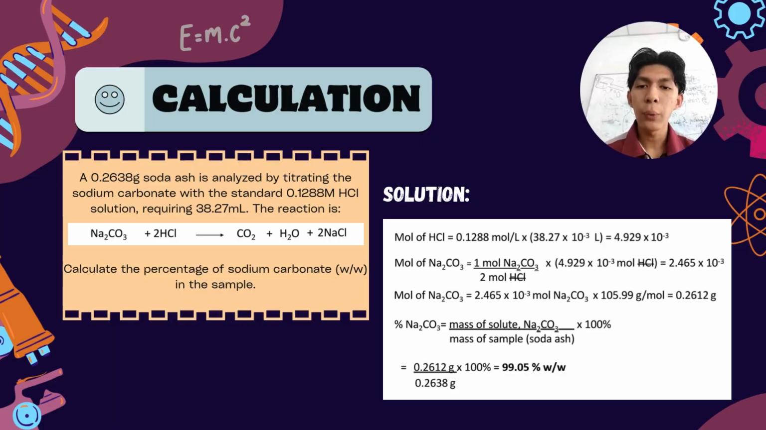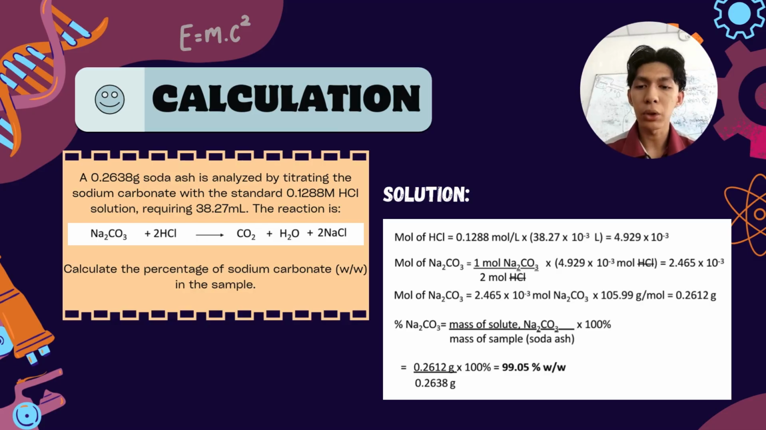On this slide, I will explain the calculation involved in direct titration. A sample of 0.263 gram of soda ash is analyzed by titrating it with 0.1288 molar hydrochloric acid, and the volume of acid used is 38.27 milliliters. First, we calculate the number of moles of HCl using the formula: moles equal molarity times volume in liters. This gives us 4.929 × 10^-3 moles of HCl.